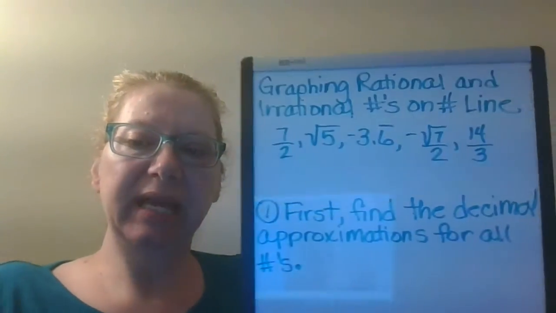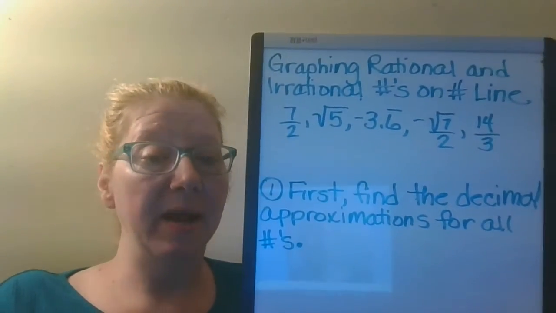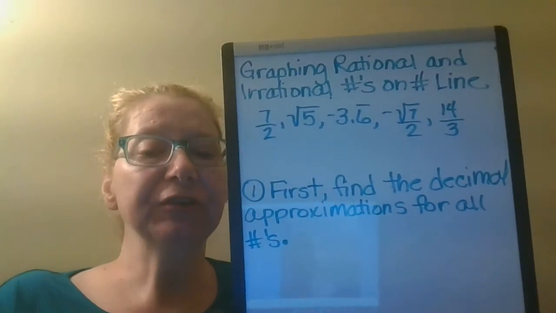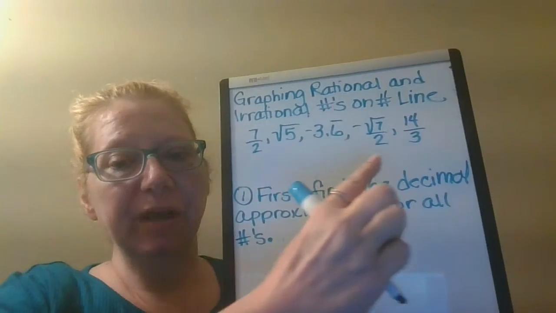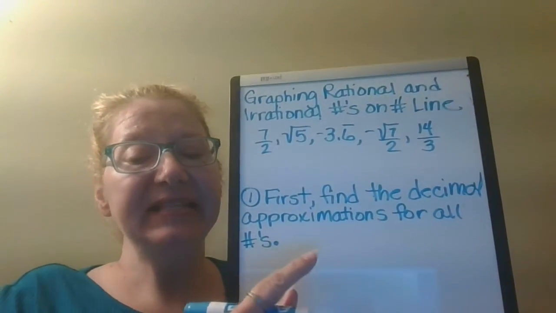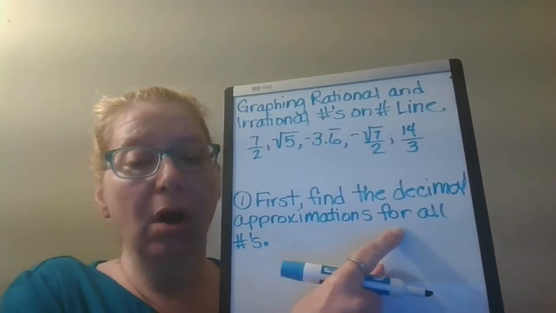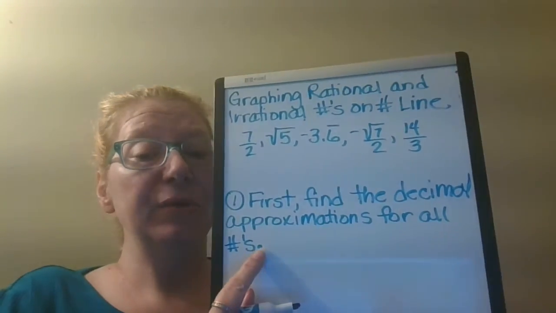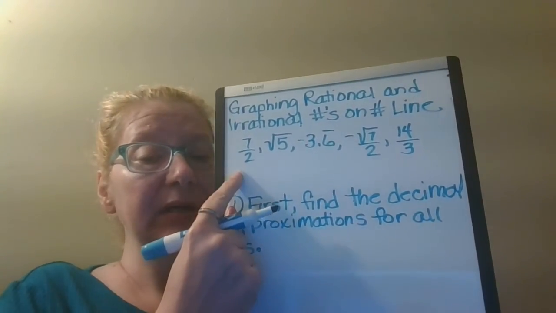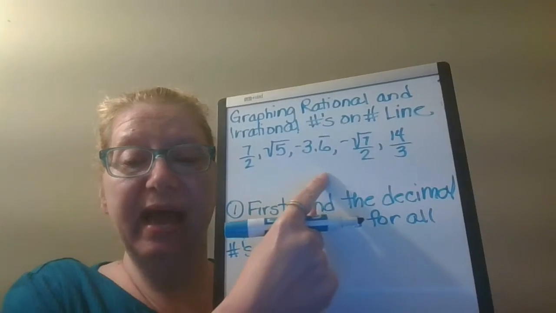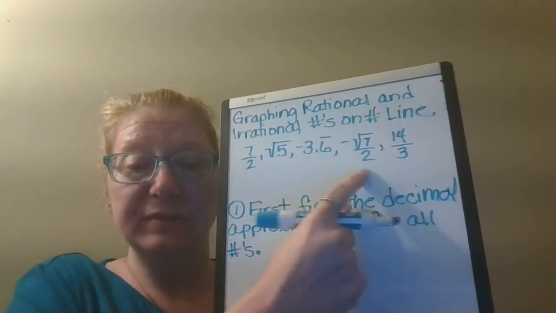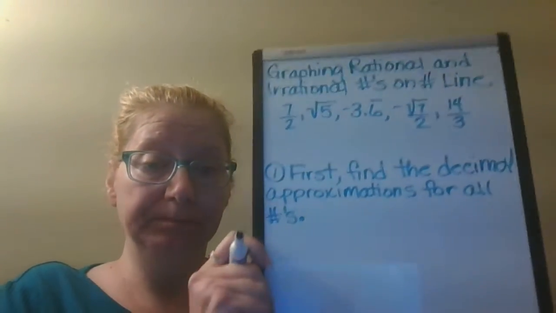Morning. We're going to talk about graphing rational and irrational numbers on a number line. So the first thing we're going to do after we look at our numbers is to find the decimal approximations for all of the numbers. So we're going to start with the first number and work our way across until we have all 5 of these numbers approximated in decimal form.